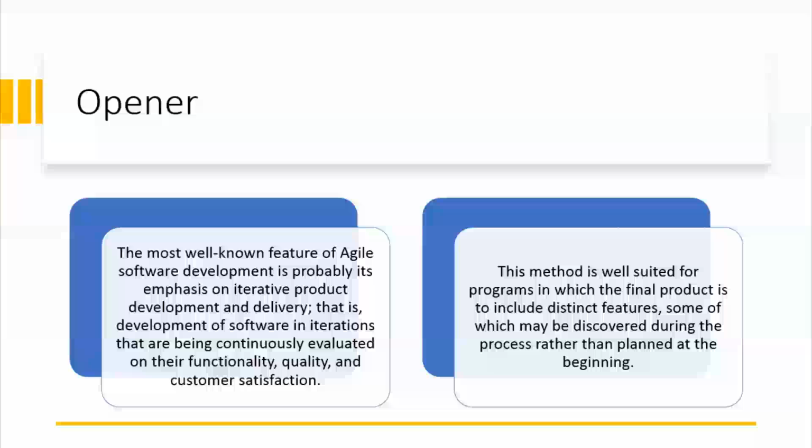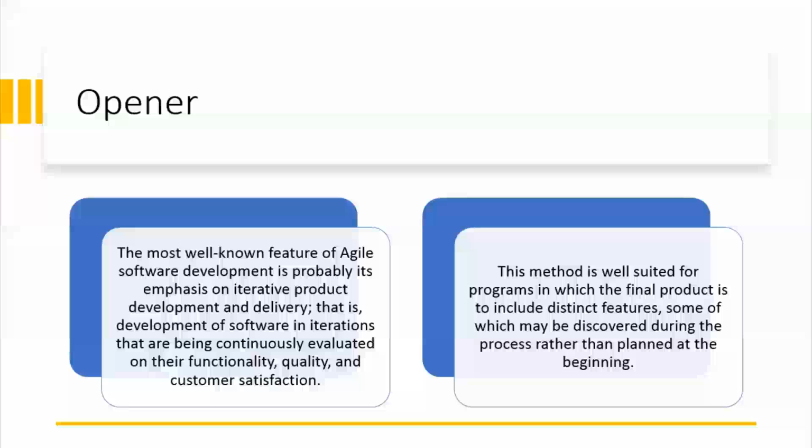With that out of the way, let's take a look at the opener. The most well-known feature of Agile software development is probably its emphasis on iterative product development and delivery. That is, development of software in iterations that are being continuously evaluated on their functionality, quality, and customer satisfaction. This method is well suited for programs in which the final product is to include distinct features, some of which may be discovered during the process rather than planned at the beginning.